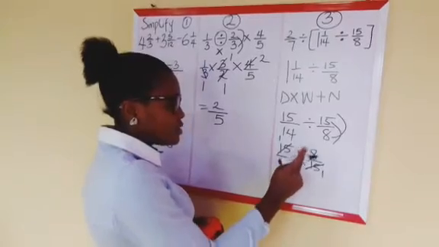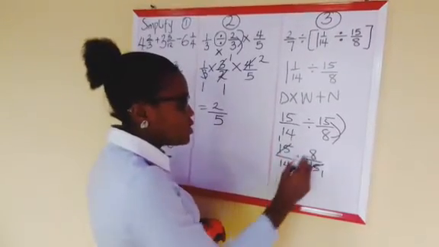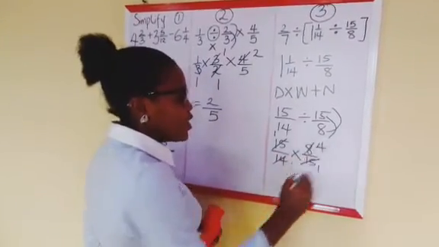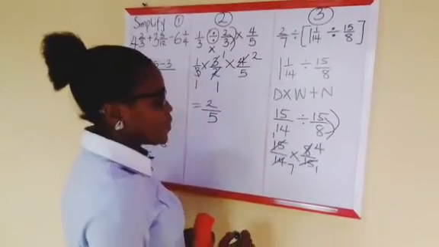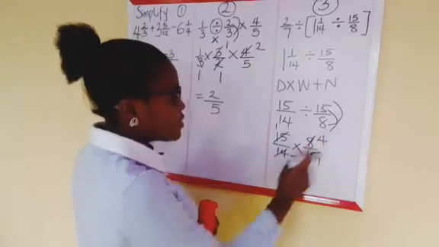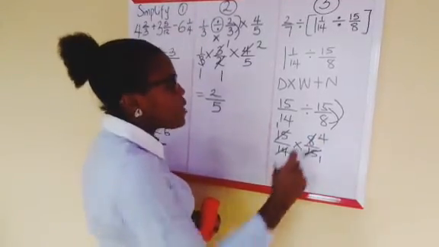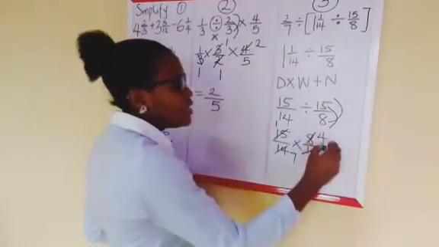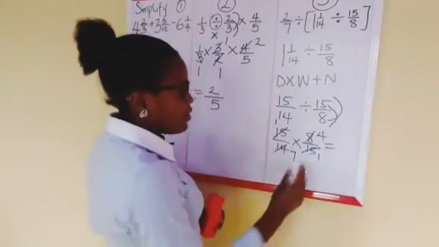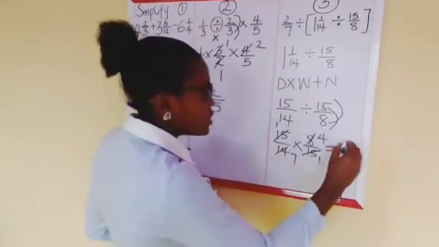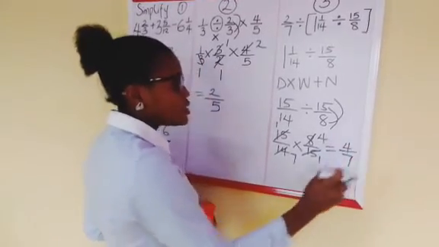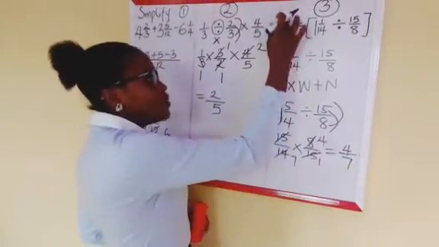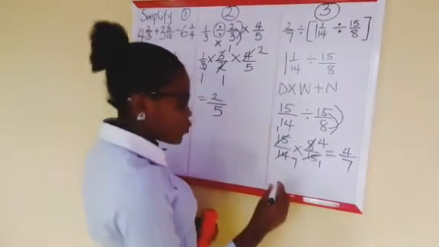2 can divide 8 and 14. 2 divided into 8 is 4. 2 divided into 14 is 7. So we have 4/7. Nothing else can divide. Remember, we still have an outstanding number there. So we have 1 times 4 is 4. 7 times 1 is 7. You have 4/7. Remember, we still have 2/7 up here. So let's work with it.